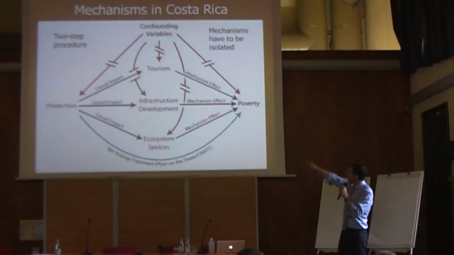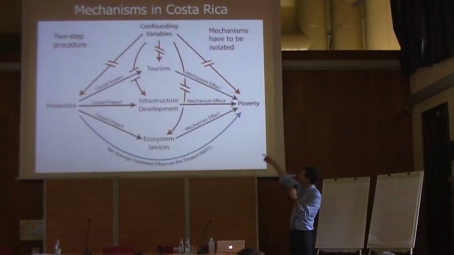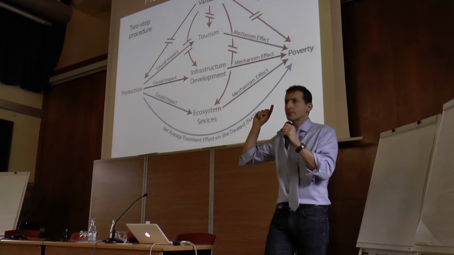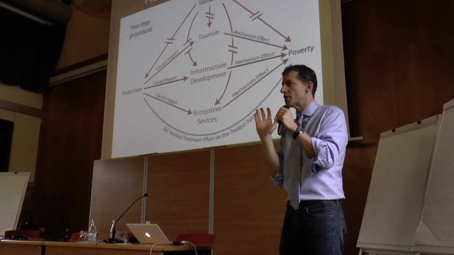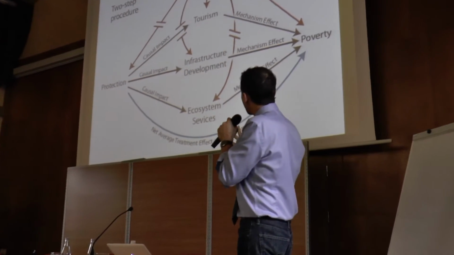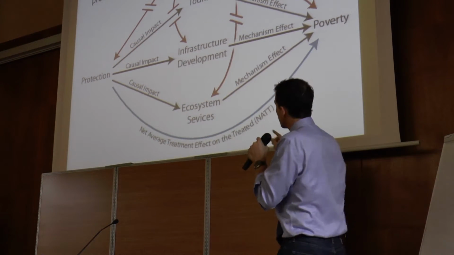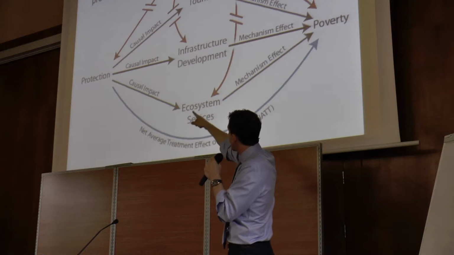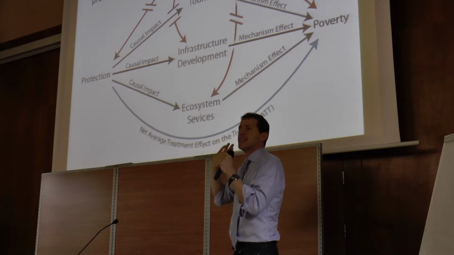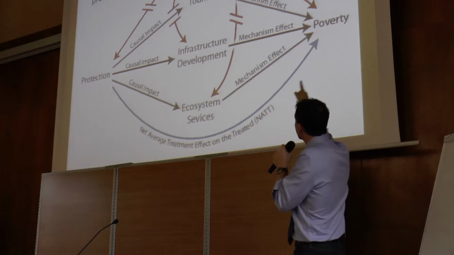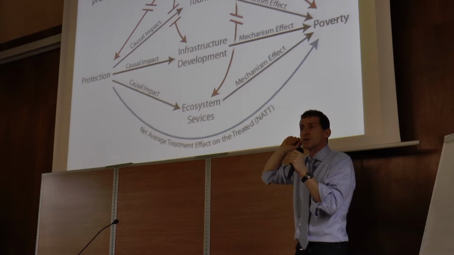We've got this now elaborated causal pathway with these intermediate mechanisms. And I've got to worry about confounding variables that affect protection, the mechanisms, and poverty. I've got to block the influence of those. If you look at this, what we've got is essentially a two-step procedure. I've seen a lot of people talk about mechanisms where they just say, okay, I'm going to look at protection's impact on roads, and I see it has an effect, and I'm going to claim there's a connection between infrastructure development and poverty, between roads and poverty.